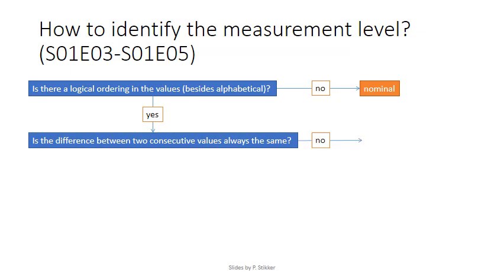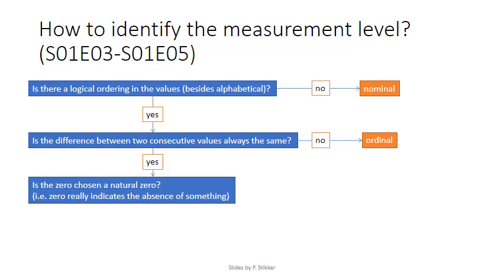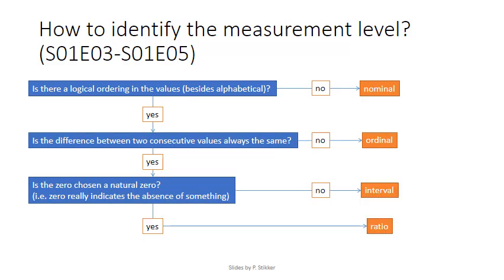If the answer is no, then you have an ordinal variable. If the answer is yes, we need another question, which is how was the 0 point chosen on your scale? Is it a natural 0 or an arbitrary one? If it's an arbitrary one, so the 0 does not imply the absence of something, then you have an interval scale. In all other cases, you therefore have a ratio scale.